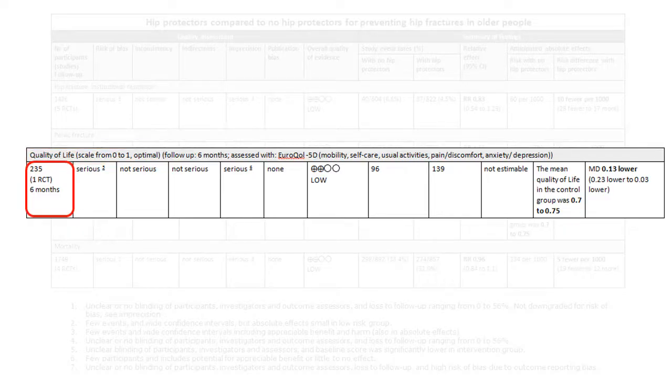For this outcome, there was one RCT with 235 participants. The mean quality of life in the control group, those randomized to not wear a hip protector, ranged from 0.7 to 0.75 on a scale of 0 to 1. The mean difference was 0.13 lower on the 0 to 1 scale for the intervention group, indicating a lower quality of life estimate for those wearing hip protectors.